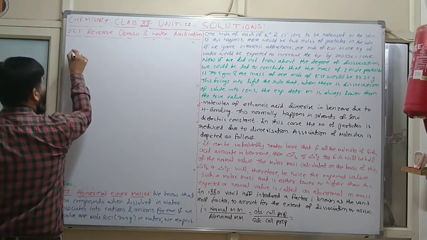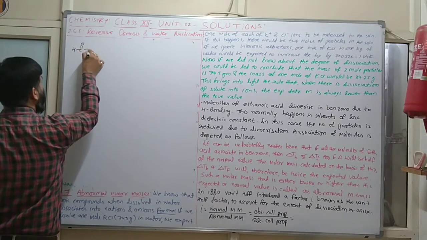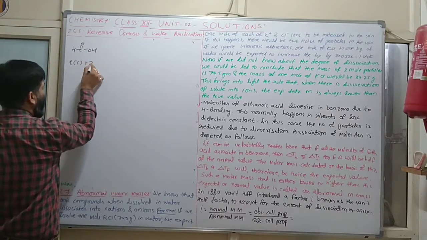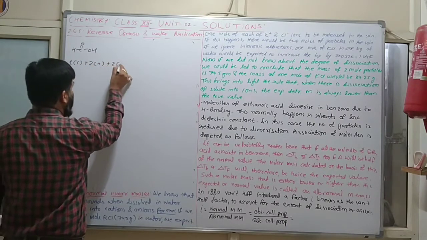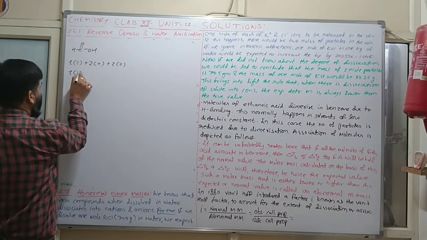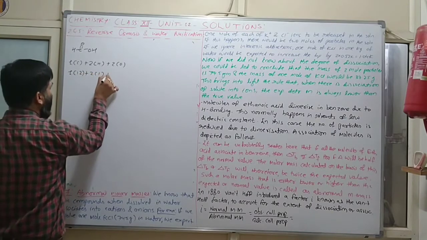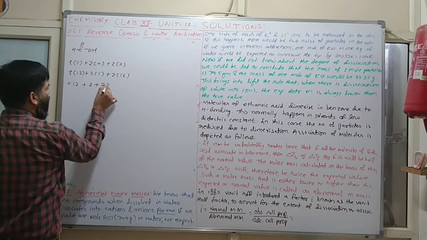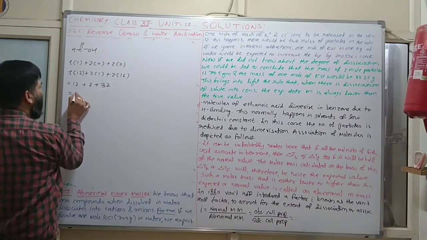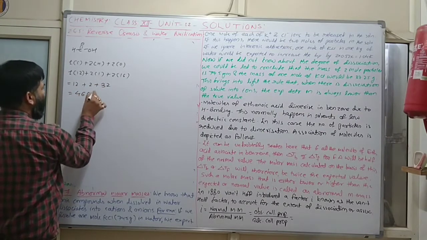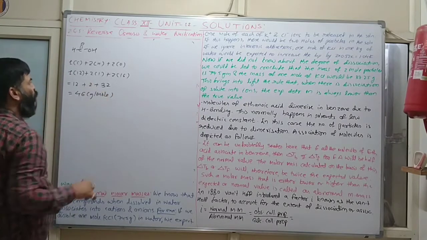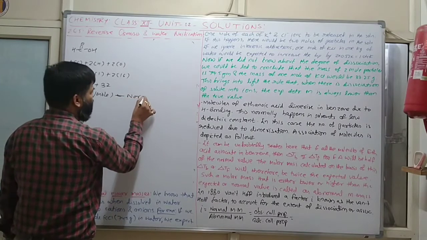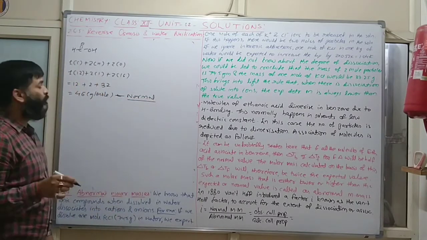So see, this one is methanoic acid. Clear? So here 1 carbon, 2 hydrogen, 2 oxygen. So this is 12, 2, 32, so 46 grams per mole. So this one is the normal weight of methanoic acid.